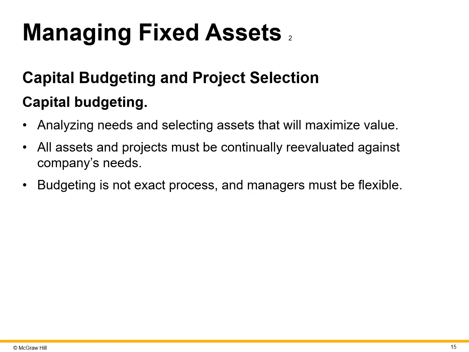Capital budgeting is the process of analyzing the needs of the business and selecting the assets that will maximize its value. The capital budget is the amount of money budgeted for investment in long-term assets. It does not end with selection, purchase, and use of assets. All assets and projects must be continually reevaluated to ensure they remain compatible with the firm's needs. Budgeting is not an exact process, and managers must be flexible when new information is available.